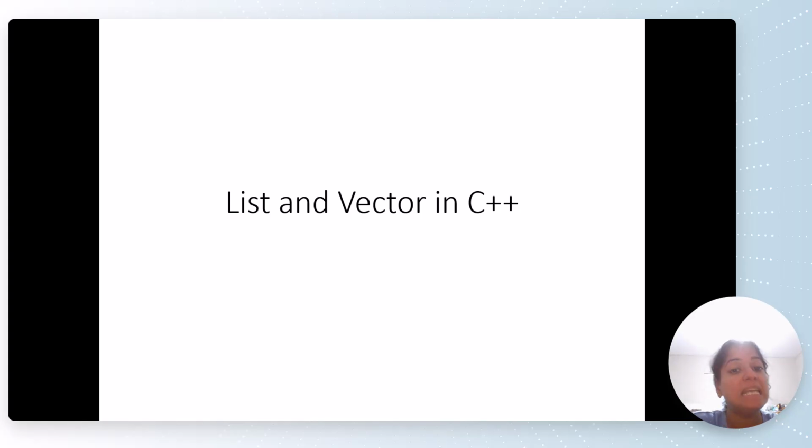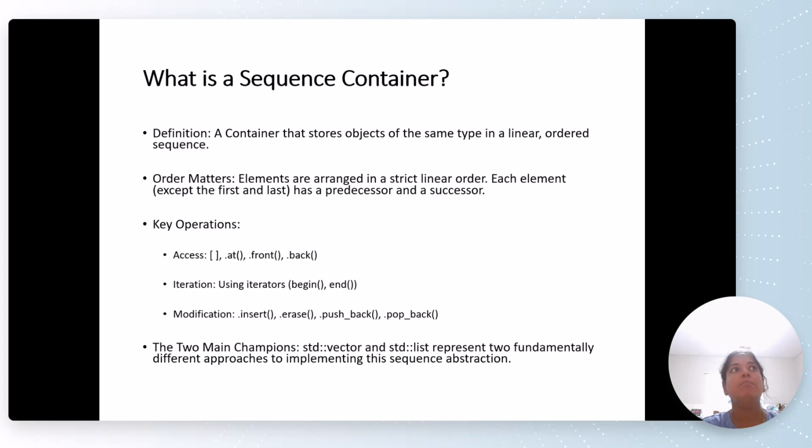Now let us talk about list and vectors in C++. Before talking about list and vectors, let's talk about a sequence container. A sequence container is something which stores objects of similar type in a linear manner. For example, an array. We all know about arrays. An array holds the data of similar type in a linear ordered sequence. A sequence container is the same, where we are storing the objects of the same type in a linear manner.